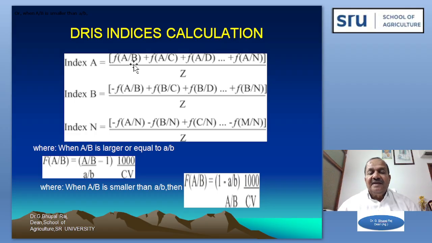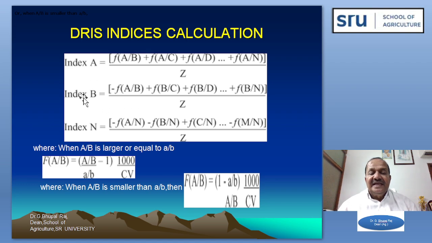So the function of A by B plus function of A by C, function of A by D, function of A by N. These are the nutrients. For example, B is one nutrient, C is one nutrient, D is one nutrient, like that. The index of A is function of A by B and A by C, A by D, like that, up to N number of nutrients divided by the Z, which means the total number of ratios we have taken into consideration. That shows the Z number.